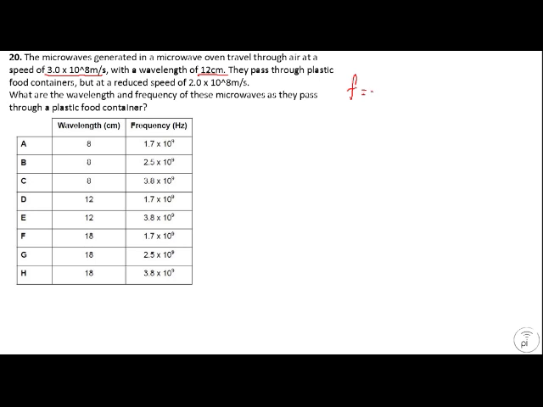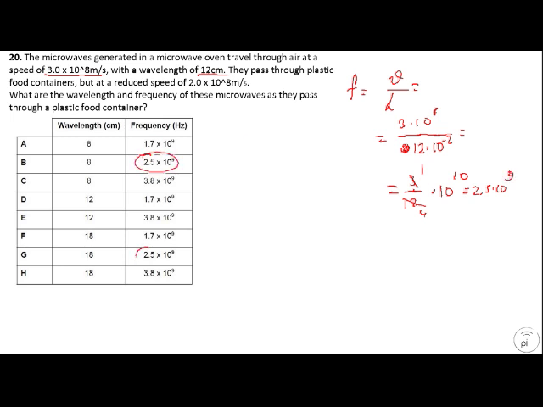Lambda nu would velocity divided by lambda. Это будет 3,10 восьмых деленное на 0,12 или 12,10 минус вторых. Отсюда будет 12 третьих или 1/4 умножить на 10 десятых, тогда 2,5 10 девятых, да? Вот 2,5 10 девятых и 2,5 10 девятых.